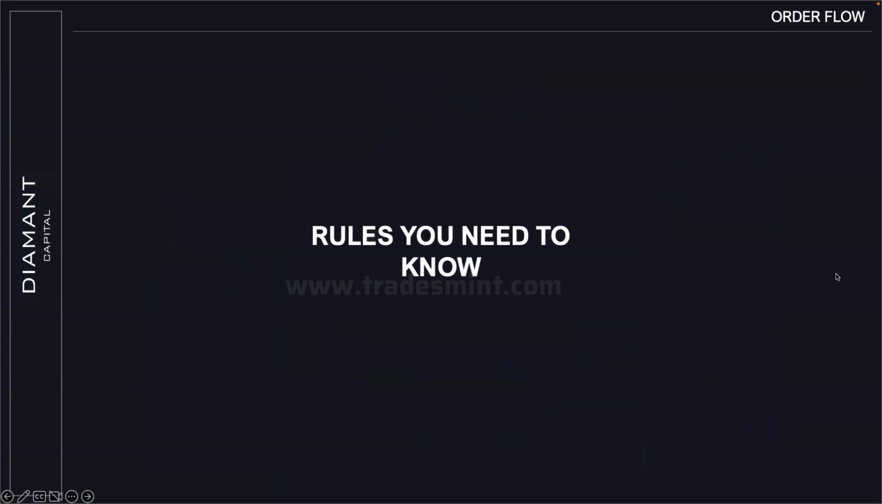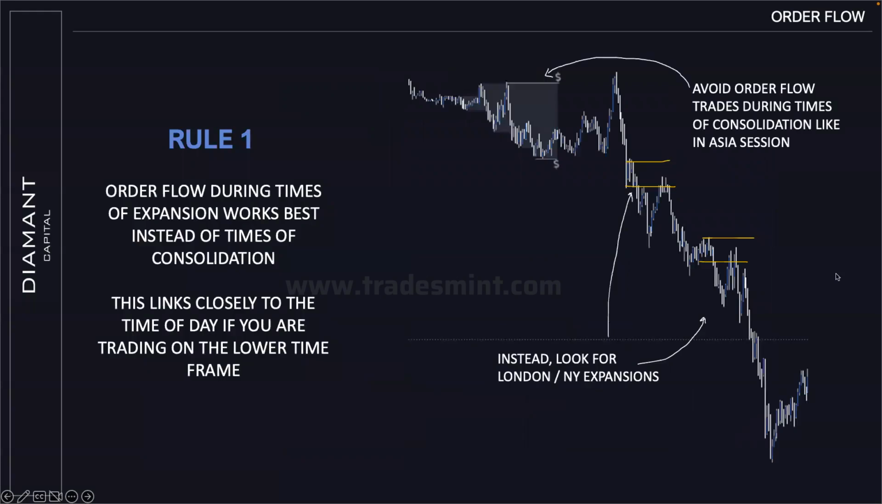Now, in terms of the rules that we need to know whenever we're using order flow, the first one: order flow works during times of expansion much better than times of consolidation. And you can always see that on a daily cycle as well. For example, when you take a look at Asian sessions, you're going to get a lot of consolidation, and that's exactly what we want to be avoiding within that Asian session. So avoid order flow within that time. What we want to look for is expansions. And when do expansions usually occur? As we know, it always happens during London and New York sessions, even during the London and New York overlap.